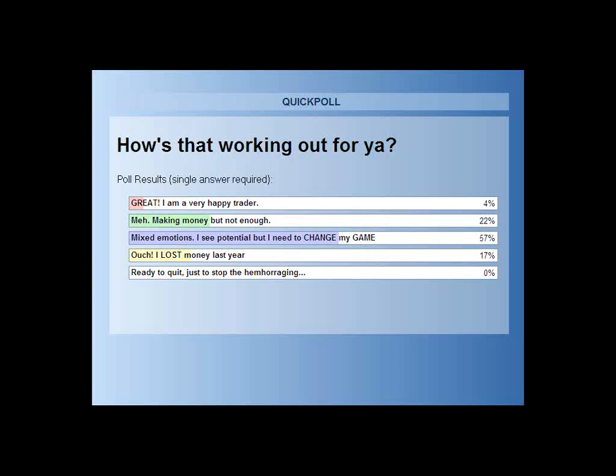You know, the old adage, if it's not broken, maybe you don't need to fix it. But it always helps to get more arrows in your quiver, more ideas to help you improve your trading, even if you did great last year. 22%, this is the same way I was for my first 5 or so years of trading, covered calls, diagonal spreads, and so forth. Making money but not making enough. And 17% lost money last year.